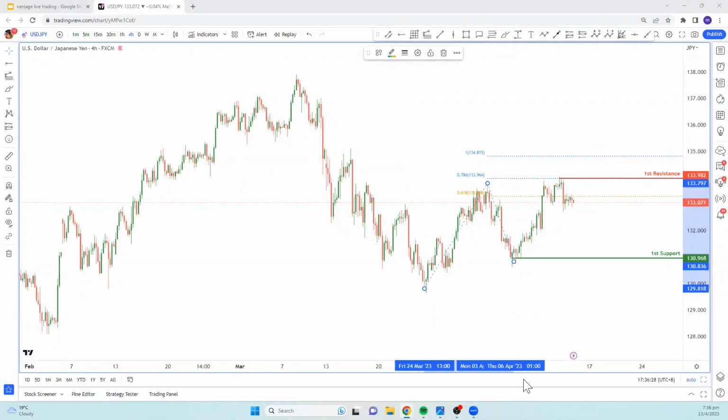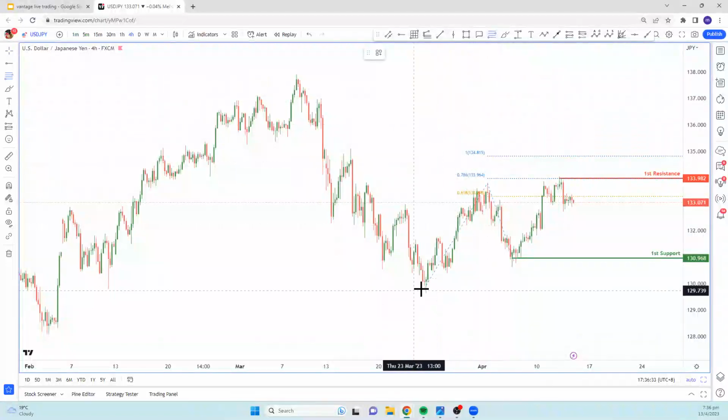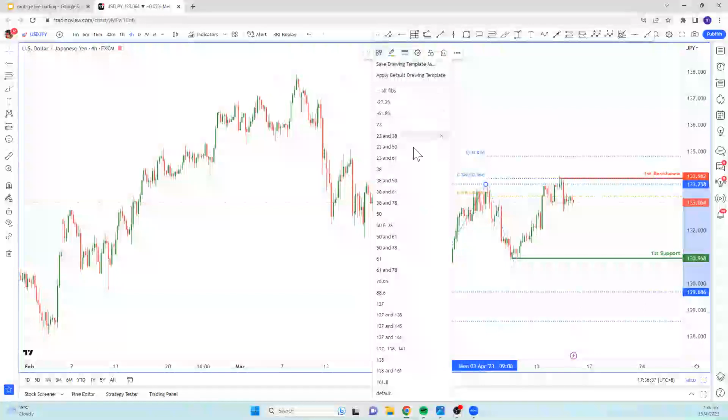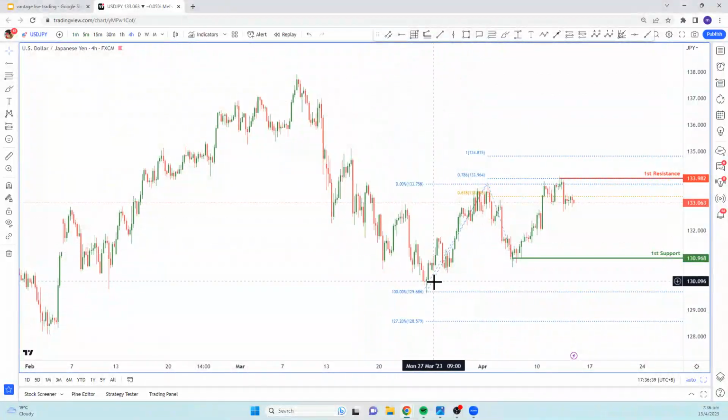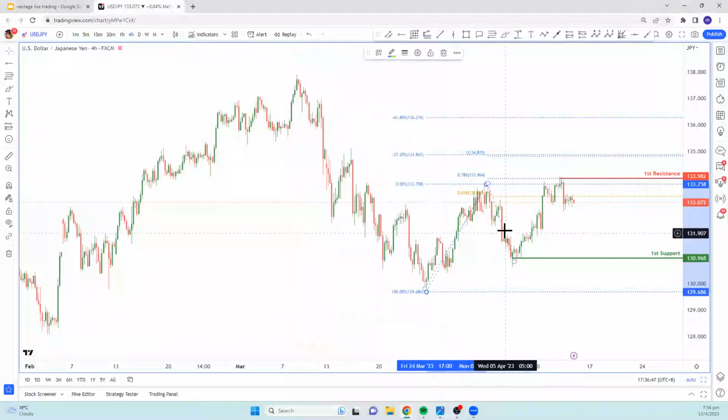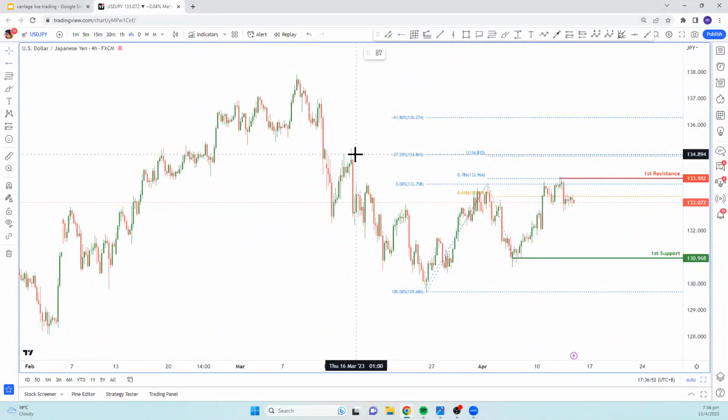Okay, so now let me pull out my Fibonacci retracement. So here we have an expansion level. Okay, so for expansion, we use the negatives, negative 61.8 and negative 27.2. And I can already see this level here, this confluence area that I can take note of here.